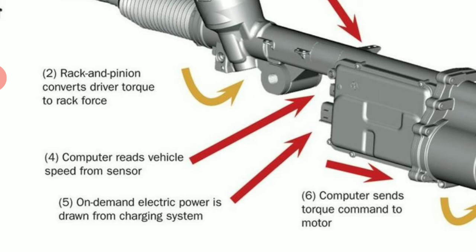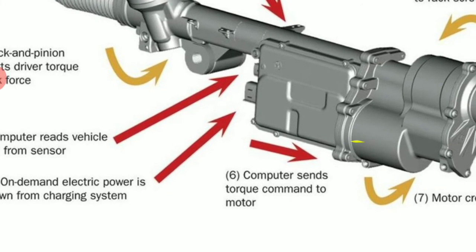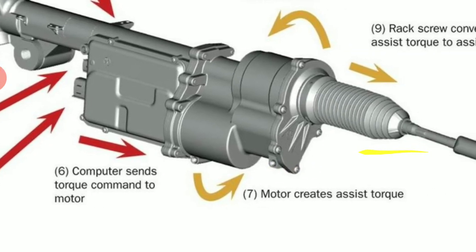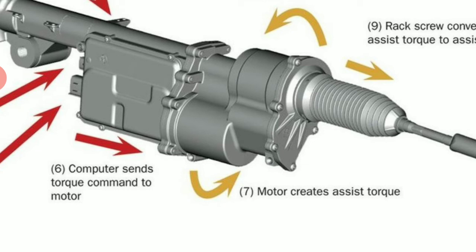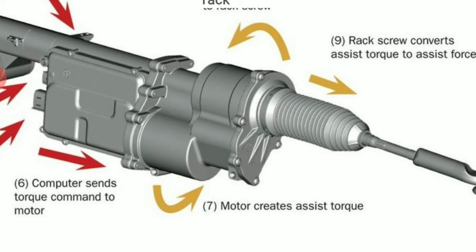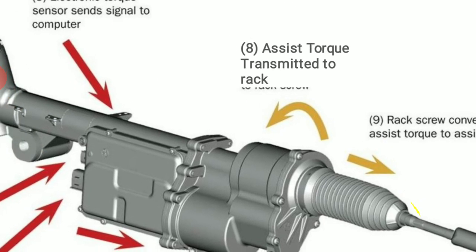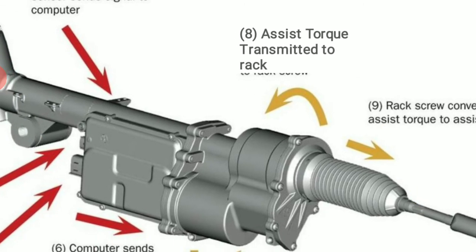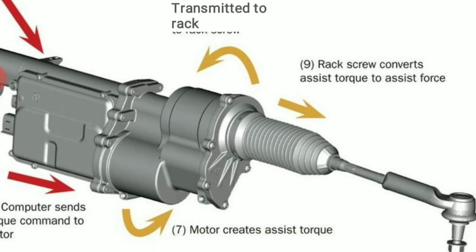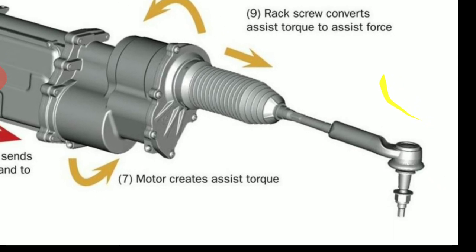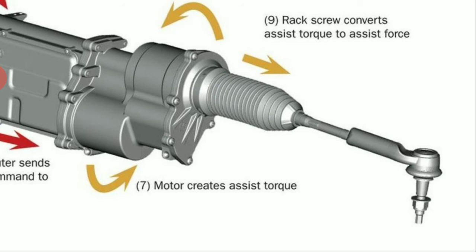Then the computer reads vehicle speed from the sensor. Then on-demand electric power is drawn from the charging system. Then the computer sends a torque command to the motor. Then the motor creates assist torque. Then again mechanical energy comes into the picture. The assist torque is transmitted to the rack and pinion. Then the rack converts assist torque to assist force. That is then transmitted to the wheels.